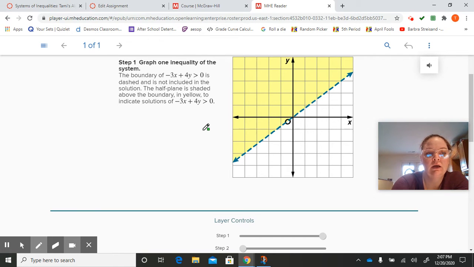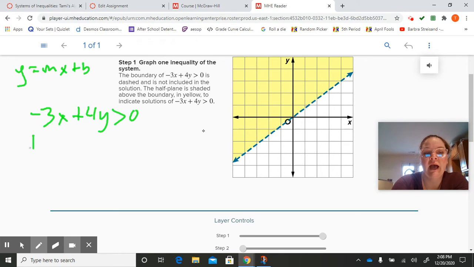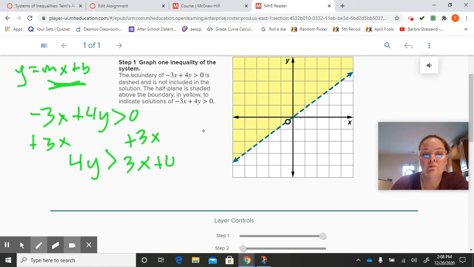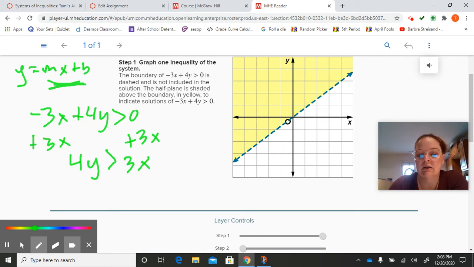So we've got negative 3x plus 4y greater than 0. We're going to add 3x to both sides because we want to get the y by itself, since we're looking for slope-intercept form to make it easier to graph. So 4y greater than 3x plus 0. We don't really need the plus 0 because it's kind of just a placeholder. 0 is not necessarily needed.